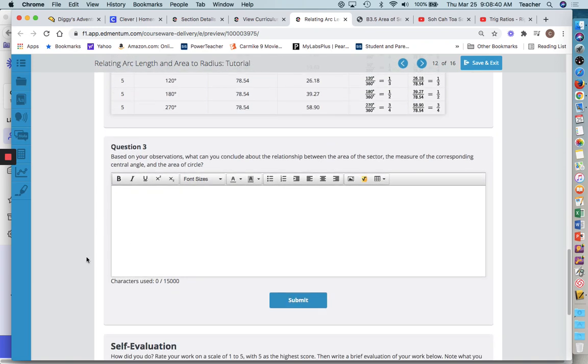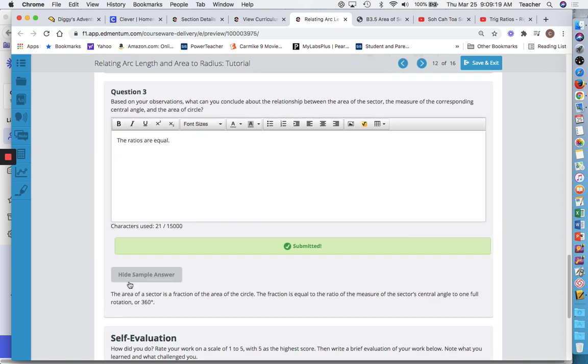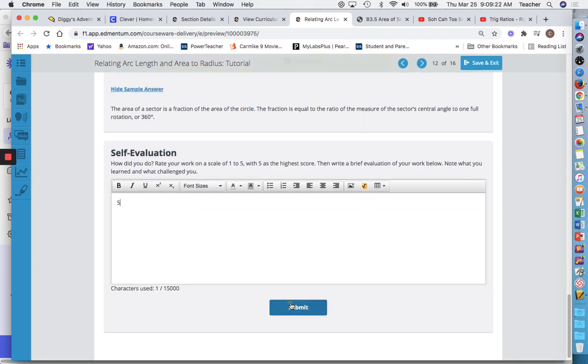Question 3, based on your observation, what can you conclude about the relationship between the area of the sector and the measure of the corresponding central angle in the area of the circle? Well, first off, they're equal. I'm trying to think how I want to write that. The ratios are equal. Is that all they want? Okay, so yeah, the ratios are equal. They're the same. The ratio of the circle, let me just go full. So ratio 360. Okay. All right, cool. There we go.